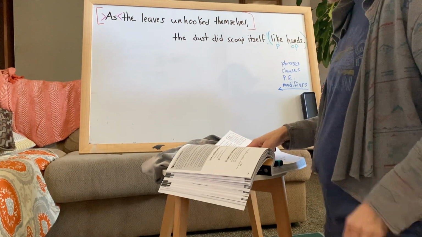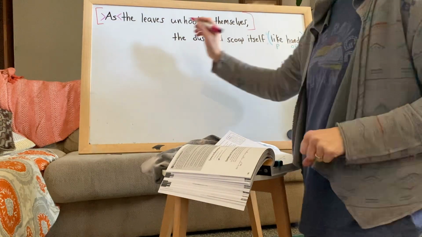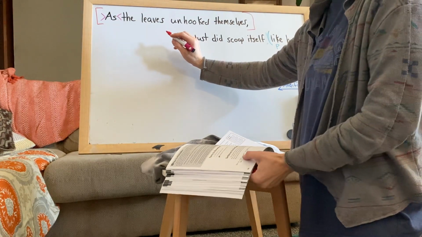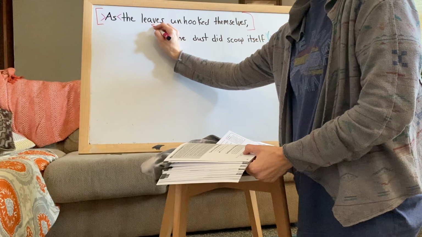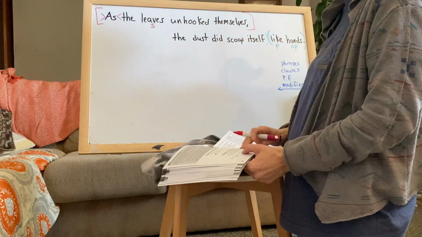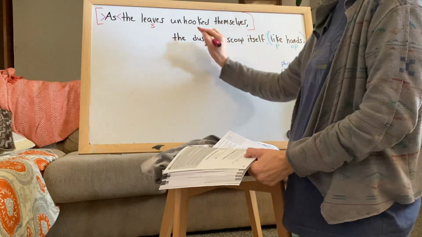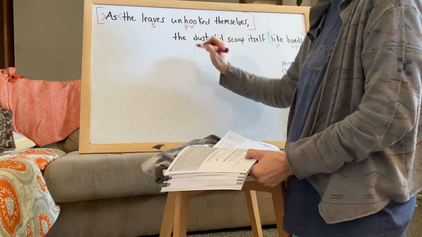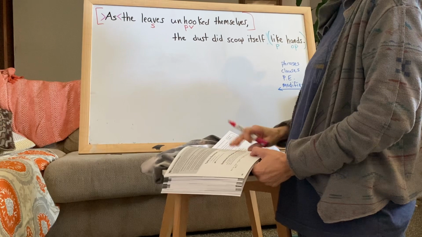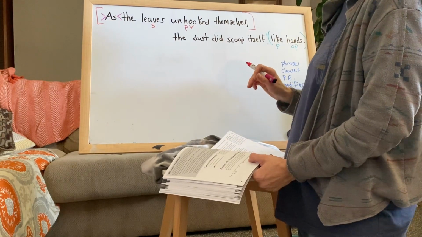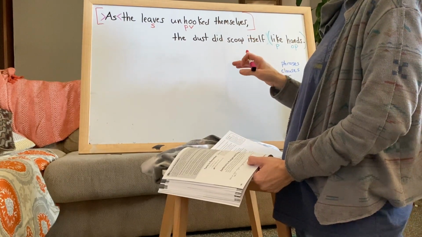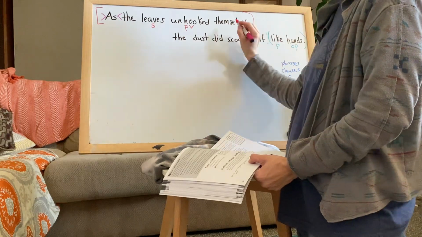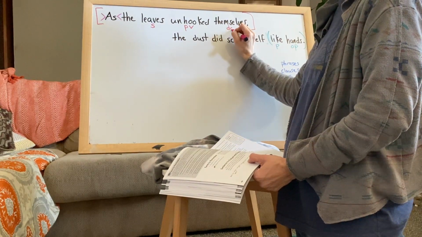This clause is about leaves. So we're going to put a small s under leaves as that's our subject. What did the leaves do? Unhooked. This is the predicate verb, because it's in the predicate. The leaves unhooked who or what? Themselves. This is a direct object, okay?